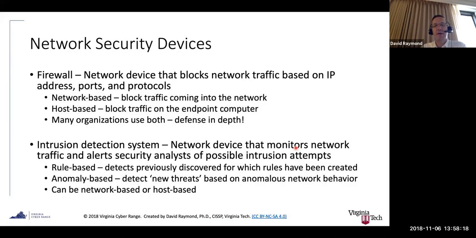So, quick overview now. This is the last couple of slides. I wanted to switch gears and talk about network security devices, and there will be more discussion of network security devices later on. Two basic network security devices are listed here. One of them is a firewall. A firewall is a network device that blocks network traffic based on IP address, ports, and protocols. We're going to talk a lot more about IP addresses, ports, and protocols later on. I just want to get these definitions out and talk a little bit about how they function.